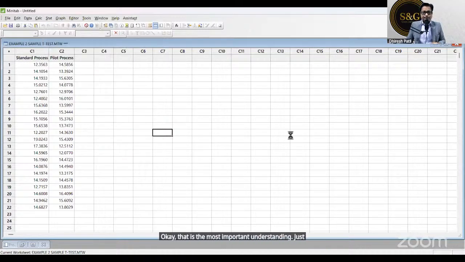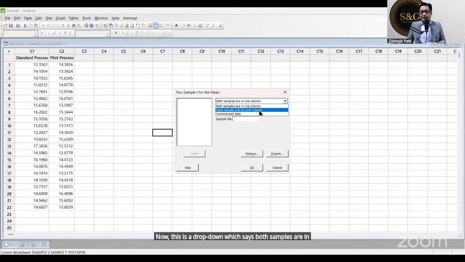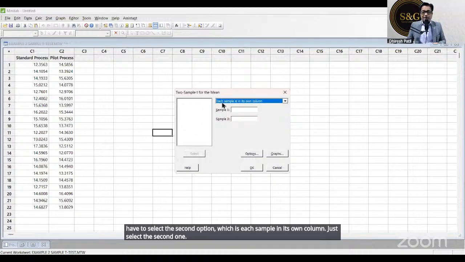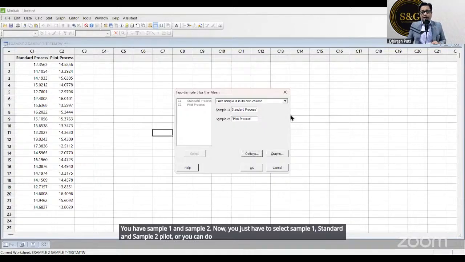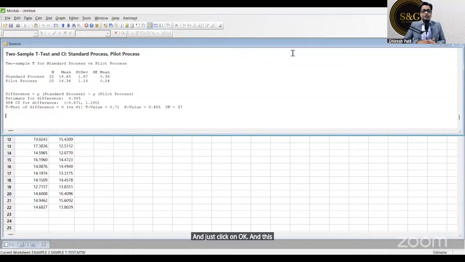Just select that. Now this is a drop down which says both samples are in one column, each sample in its own column, and summarized data. Because each sample is in its own column, you have to select the second option, which is each sample in its own column. You have sample 1 and sample 2. Now you just have to select sample 1 standard and sample 2 pilot, or you can do vice versa as well, it doesn't matter. And just click on OK. And this is something which has come. Have you got this? Just give me a quick yes in the chat box.